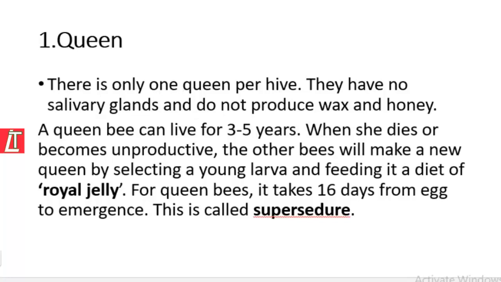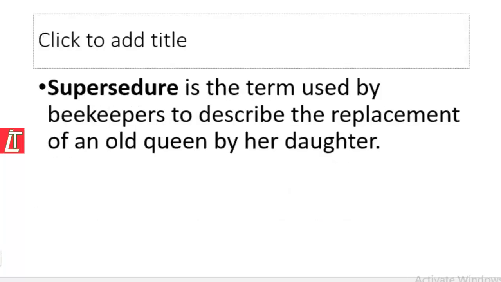Queen. There is only one queen per hive. They have no salivary glands and do not produce wax and honey. A queen bee can live for 3 to 5 years. When she dies or becomes unproductive, the other bees will make a new queen by selecting a young larva and feeding it a diet of royal jelly. For queen bees, it takes 16 days from egg to emergence. This is called supersedure. Supersedure is a term used by beekeepers to describe the replacement of an old queen by her daughter.